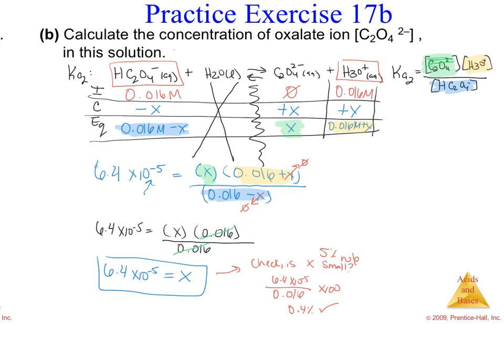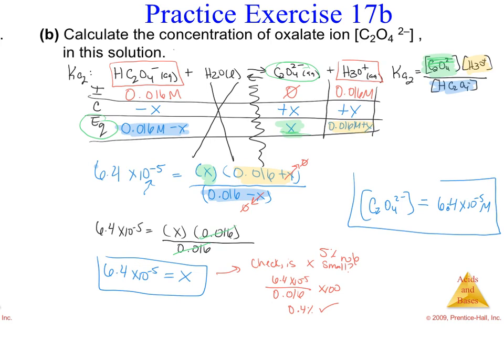So now we need to go back and think, what am I solving for? I'm trying to get my C2O4 2 minus molarity, or my oxalate ion molarity. And looking at my icebox, I see that my oxalate molarity at equilibrium is indeed X. And so I can say my oxalate molarity is 6.4 times 10 to the negative fifth molar. And that would be our final answer.